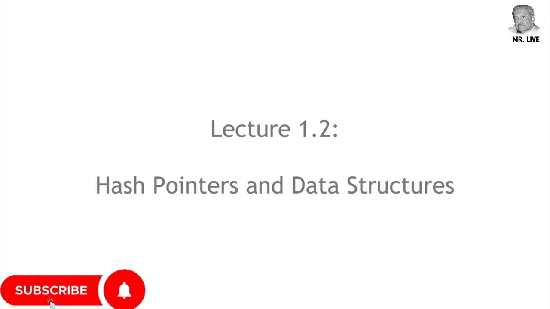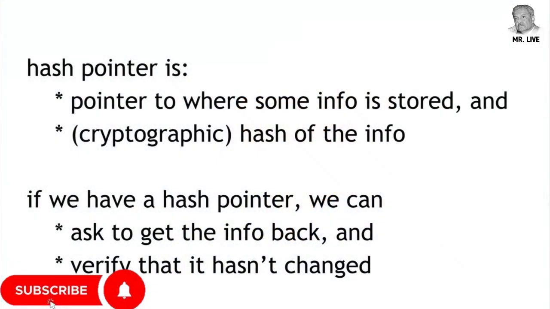In section 1.2, we're going to talk about hash pointers and their application. A hash pointer is a kind of data structure that turns out to be used a lot in the systems that we're talking about. A hash pointer is basically a simple thing: we're going to take a pointer to where some information is stored, and together with that pointer, we're going to store a cryptographic hash of the information. So whereas a regular pointer gives you a way to retrieve the information, a hash pointer is going to let us ask to get the information back. And it's also going to let us verify that the information hasn't changed. So a hash pointer tells us where something is and what its value was.